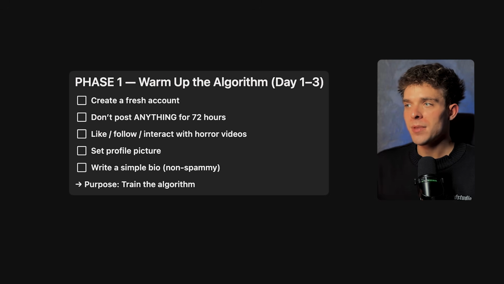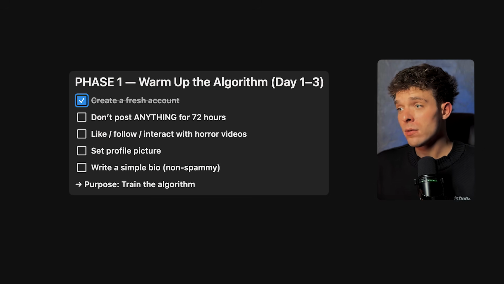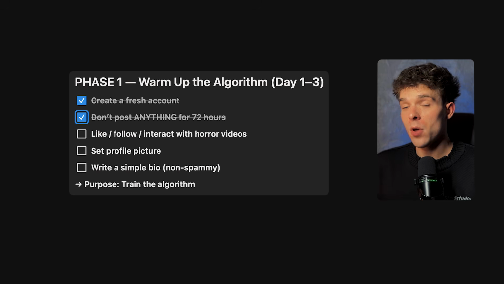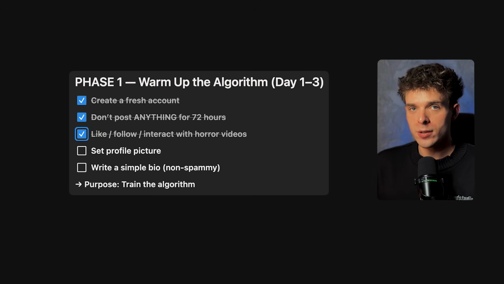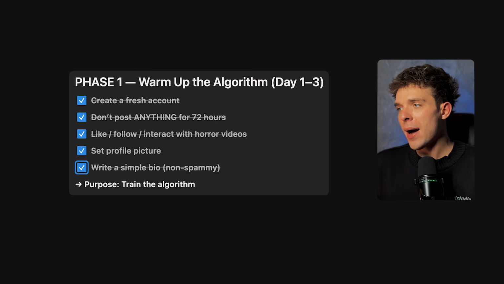Phase 1, warm up the algorithm. Create a fresh account. For the first 72 hours, don't post anything. Just scroll, follow, like, and interact with horror content. Also, set up your profile picture and bio so your account doesn't look spammy. This is going to train the algorithm.